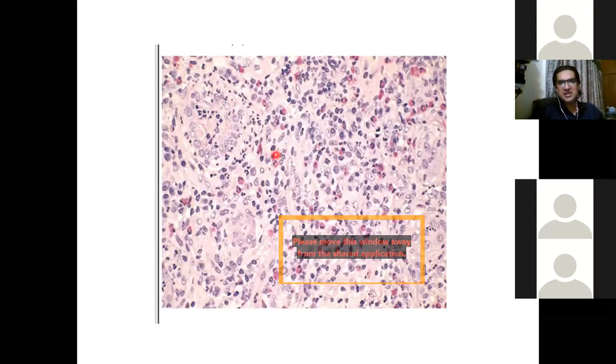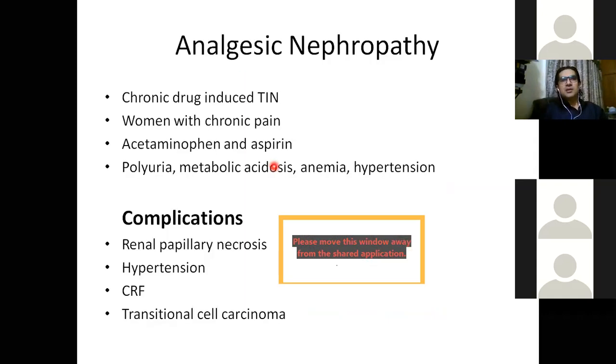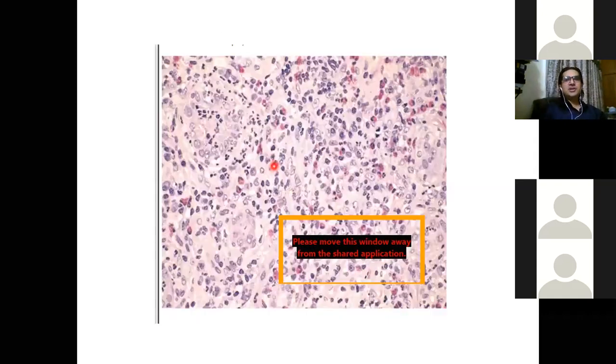It looks very busy, and why does it look busy? There are a lot of inflammatory cells, and these cells with eosinophilic granules are basically eosinophils. So a lot of eosinophil-rich interstitial infiltrate, right? So this is acute interstitial nephritis.